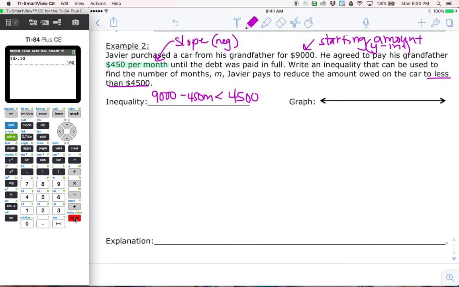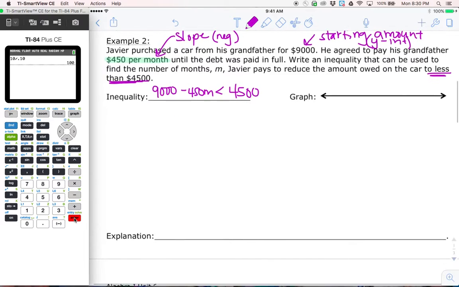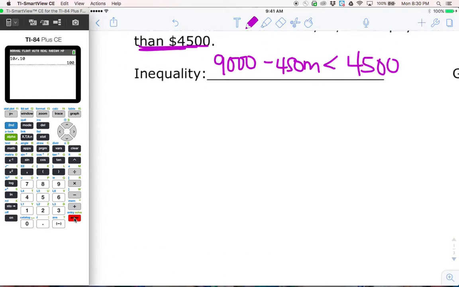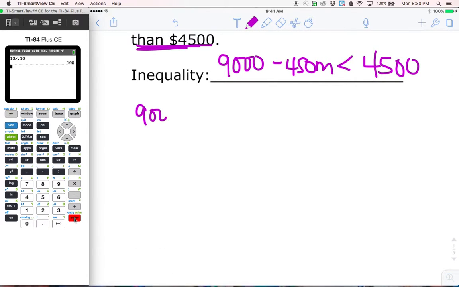All right, so in this case, the less than 4,500 was kind of the simple part, and we had to figure out this left side of it. So let's go ahead and solve. We're going to find the exact number of months he needs to pay to reduce the amount owed to less than 4,500. All right, so we've got 9,000 minus 450M is less than 4,500.